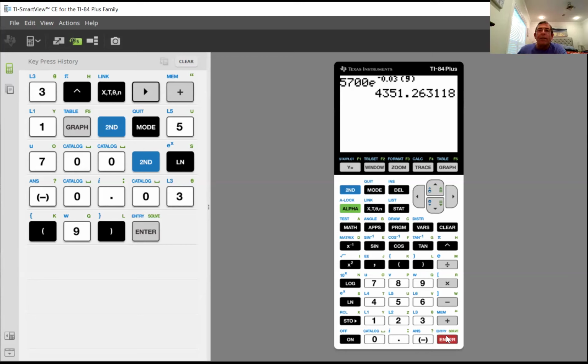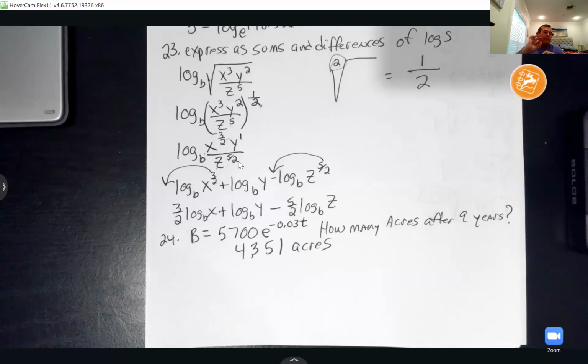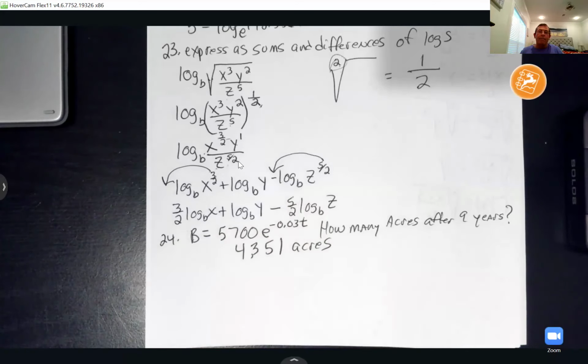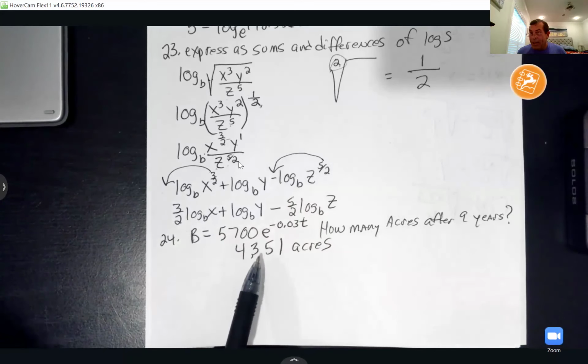So y'all, 4,351 acres. So that's all you're doing on that number 24. You're just plugging in for that T and solving it and then seeing what you get, okay? Now it's a landfill, so that has to go down, okay?